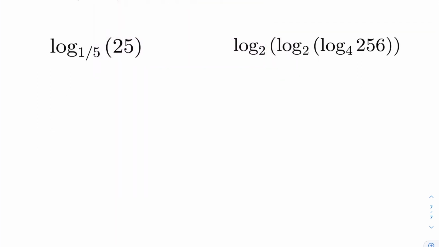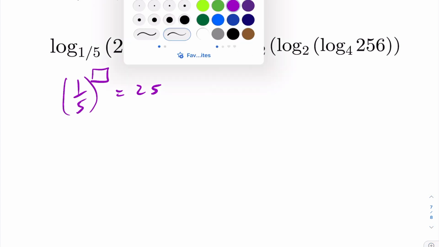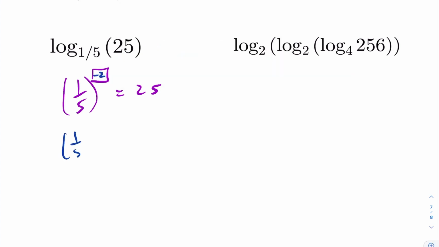Continuing on here, let's apply some logarithmic simplification. For this one, we want to take log base 1/5 acting on 25. So the question becomes: what do you raise 1 over 5 to give you 25? Well, the answer to that is going to be negative 2, and the reason is 1/5 to the negative 2 is equal to 5 squared, which is 25. So this will be negative 2.